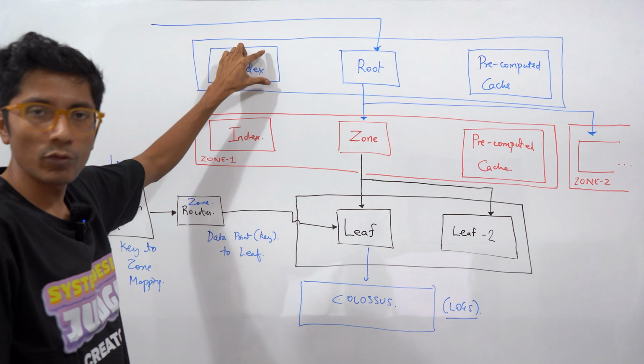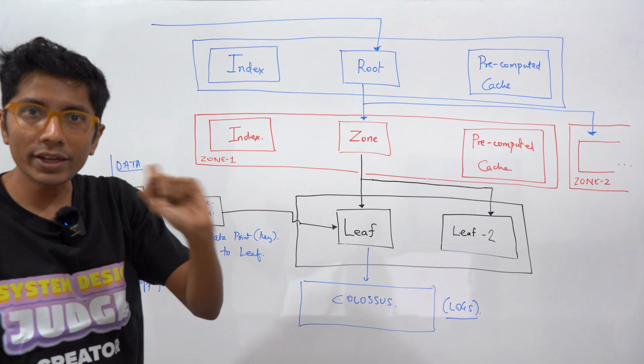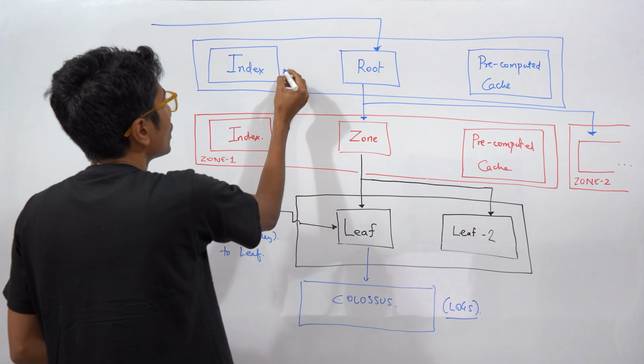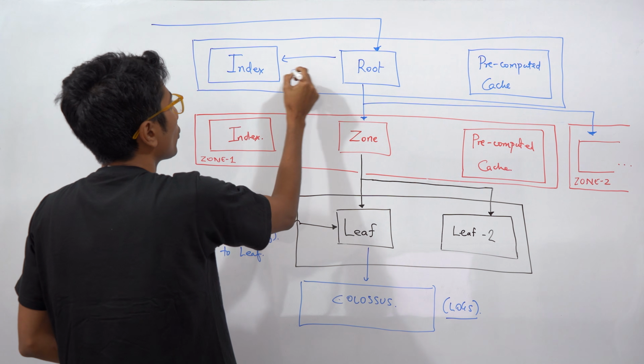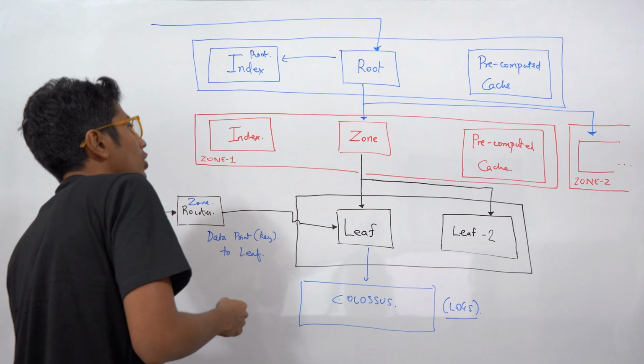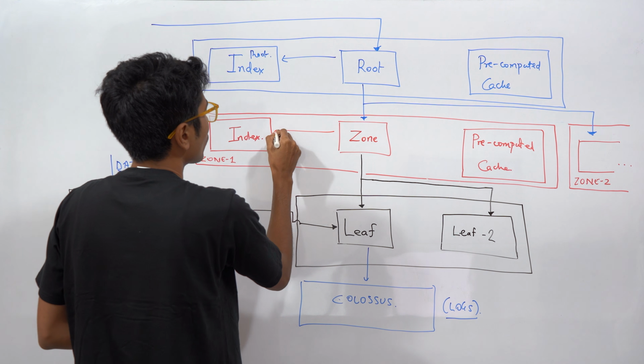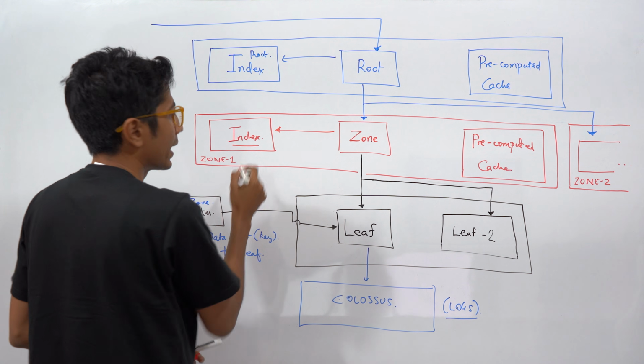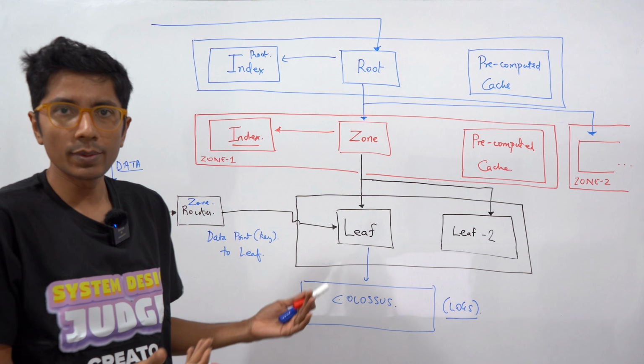To speed up query execution, you also have an index. So at the root level, you have one index which tells you where a query should be routed. So instead of storing that index here and managing the index here, you have it in a separate component. You also have the same concept in the zone. So where does a key belong, which leaves does it belong to, is stored in an index. This is similar to a database index.